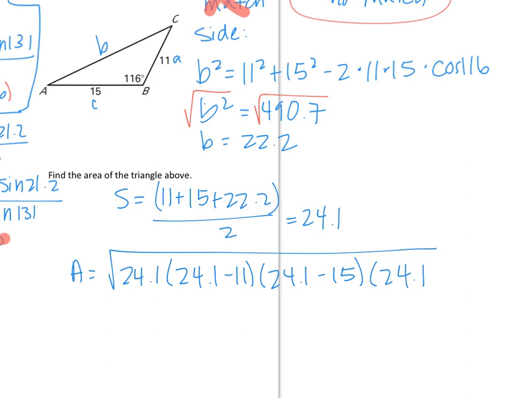Remember, your S, what you just found up above, has to be longer than all your sides. If S is shorter than a side, you did something wrong. Probably forgot to use parentheses in your calculator. All right, so 24.1. I'm just getting this all typed in. So minus 11, and then minus 15, and then minus 22.2. And that was all under a square root. So the area is 73.88. I'm going to round that up to a 9. And there we go.